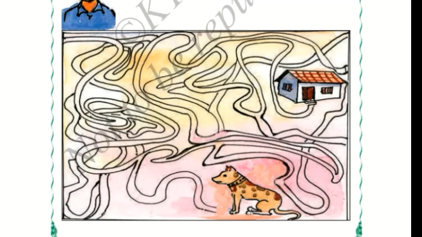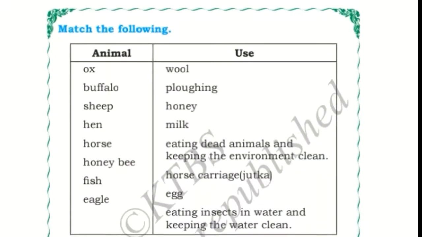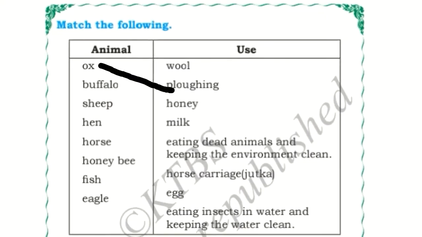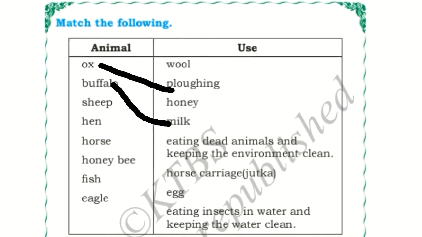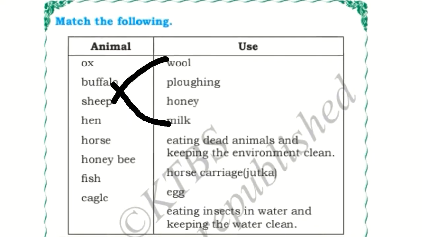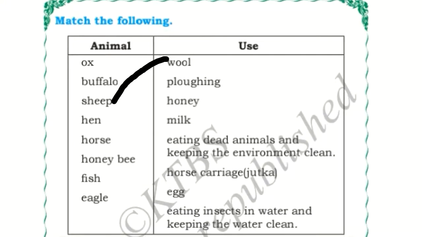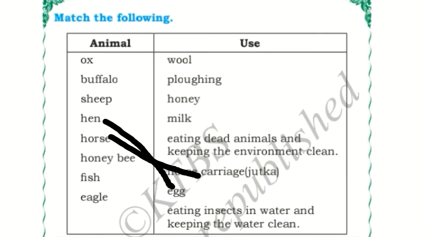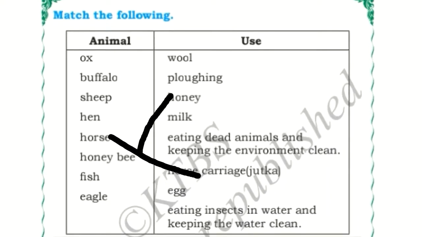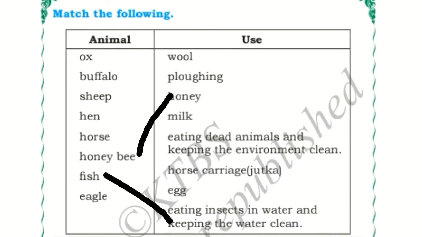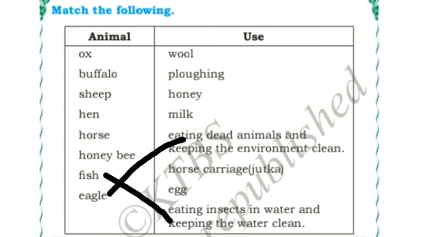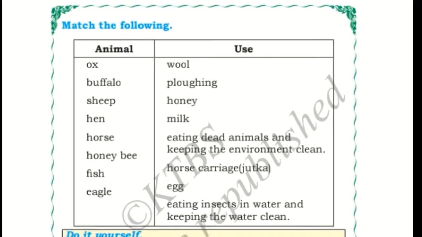Okay, next. Match the following animals and their uses. Here let us match. Ox helps in plowing. Buffalo gives us milk. Sheep gives us wool. Hen gives us egg. Horse, carriage, jhatka. Fish eating insects in water and keeping the water clean. Eagle eating dead animals and keeping the environment clean.